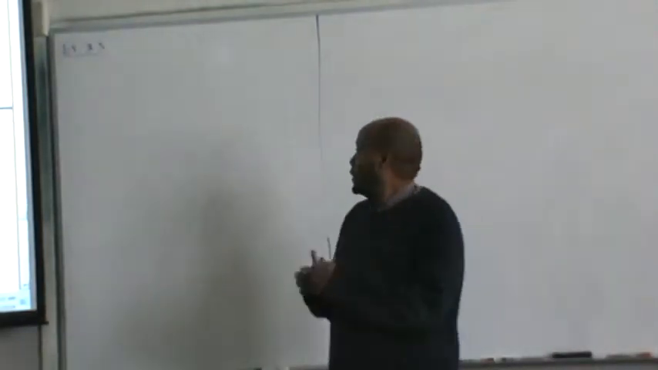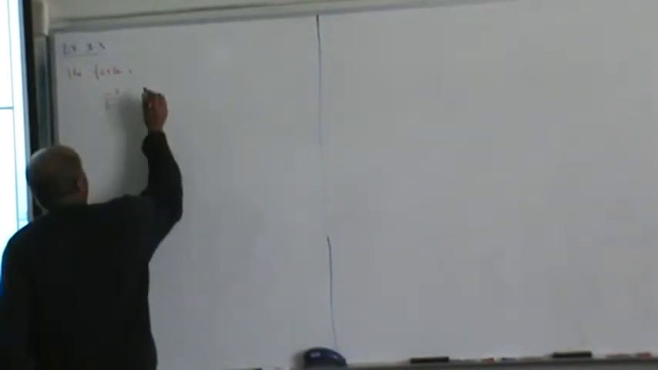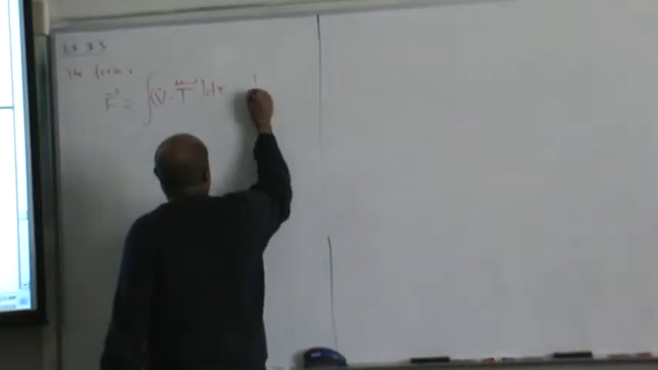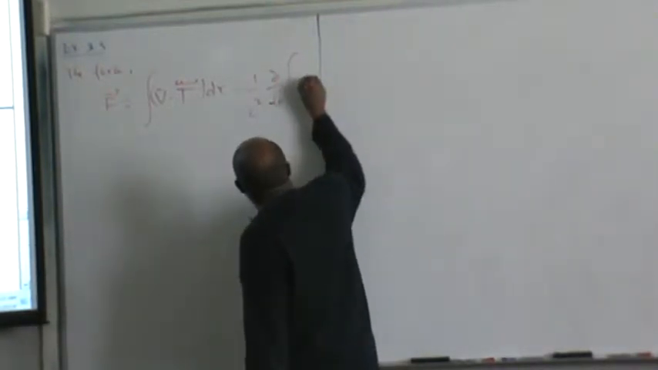All right. So last time we talked about momentum in electromagnetic fields, and we said the force in an electromagnetic field is given by F equals the integral of the divergence of the Maxwell stress tensor d tau, minus 1 over c squared d by dt of the integral of the Poynting vector over the volume d tau.